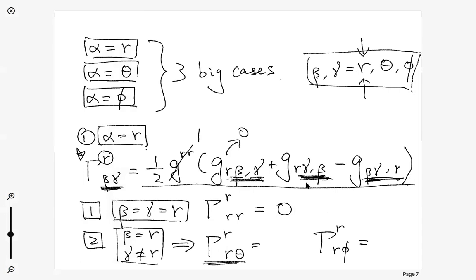Why is it 0? Okay, g_{rθ} is 0, g_{rr,θ} is 0. Very good, exactly. Because if we substitute beta as r, then g_{rr} is 1, which is constant, then the derivative of it is, of course, 0.